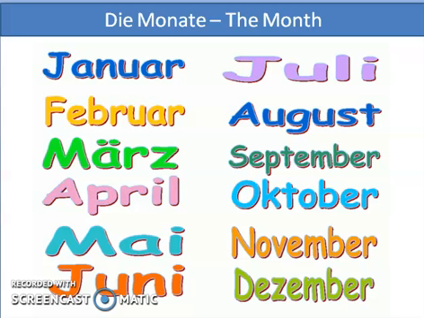Then Mai means May. Juni means June. Juli means July. August means August. September means September. Oktober means October. November means November. And the last but not the least, Dezember means December.